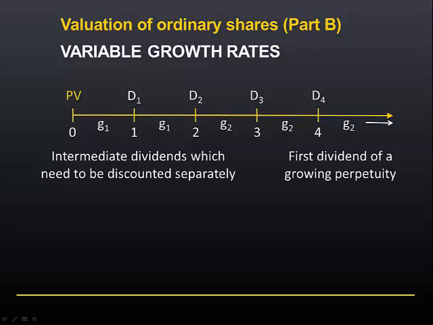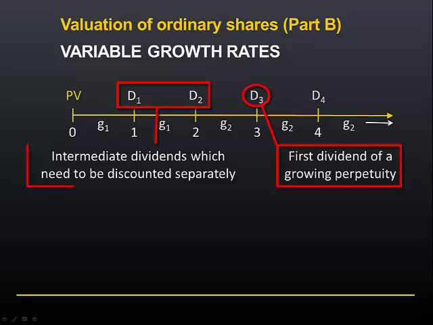A common situation in the valuation of shares involves a dividend growing initially at a fairly high growth rate as the company expands, after which the dividends settle down to a constant growth rate forever. In this case, the first dividend, after it begins to grow at the constant growth rate of G2, is D3. So it is the first dividend of a growing perpetuity. The dividends before that have to be discounted separately.